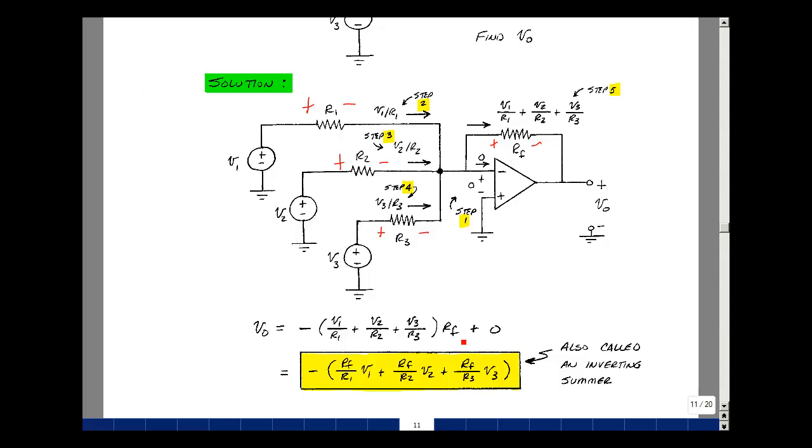Let's multiply the R sub F through each term. So I have minus the quantity RF over R1 times V1, RF over R2 times V2, RF over R3 times V3. What I've got here is the summation of my inputs times the scale factor, and then we have a negation of that. We call that inverting. And this is Supplemental Problem 410.